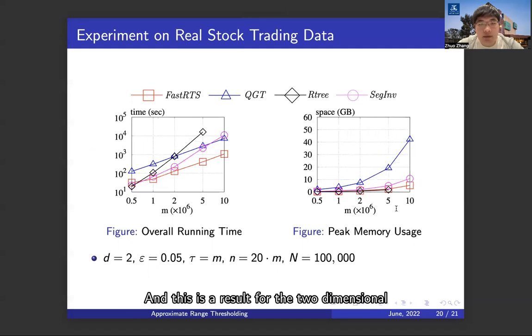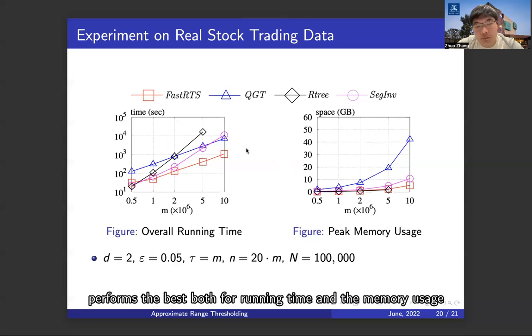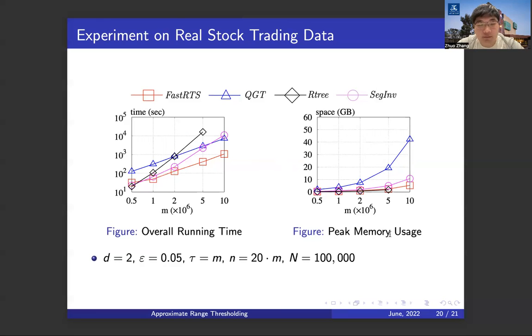And this is a result for two-dimensional real stock trading data. As you can see, our algorithm still performs the best, both for running time and the memory usage.